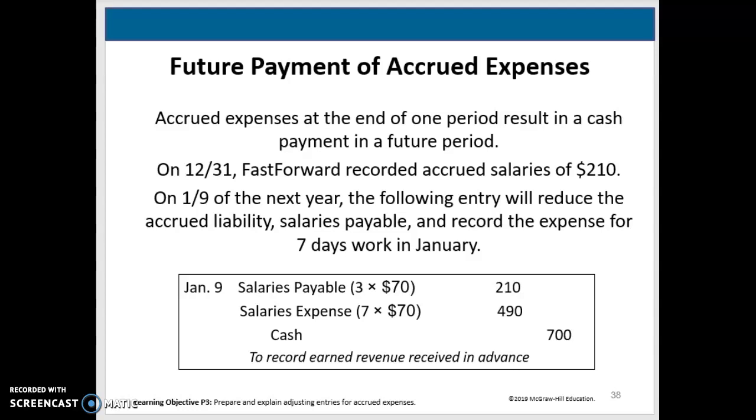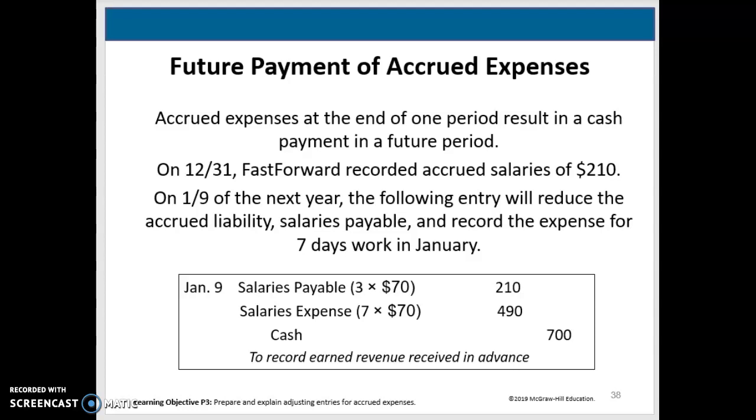So they had 2 weeks of work, so 10 days total. 10 days times 70 is $700 total that we owe them. We've already accrued that expense for 3 of them. So we're not going to expense those 3 days again. So what you see here is that we're reducing that payable by debiting salaries payable for the 3 days times $70, that $210 that we put into salaries payable. We're clearing out the payable.